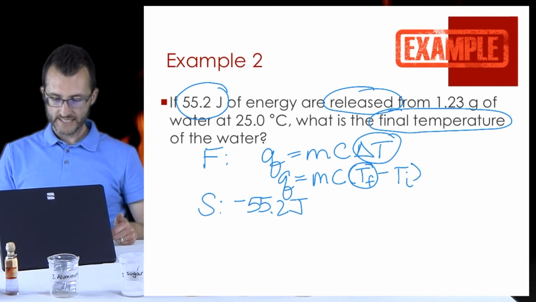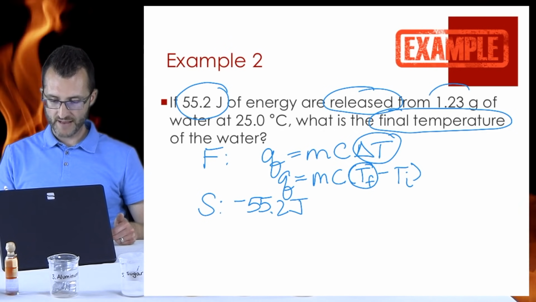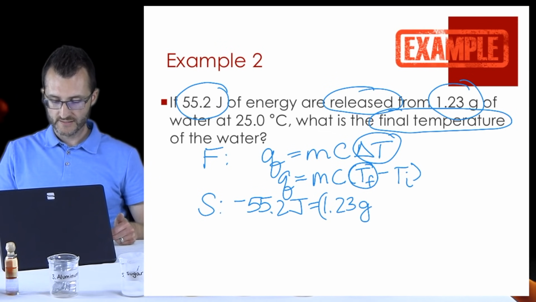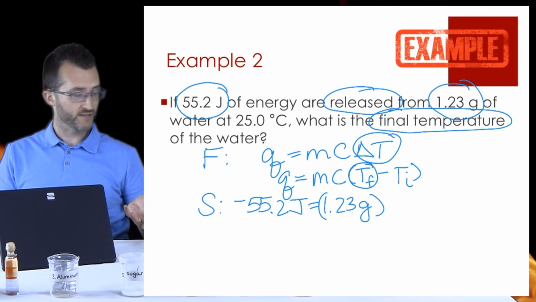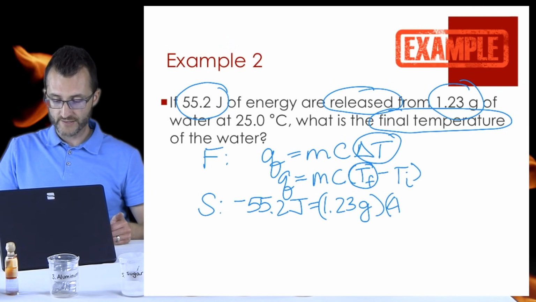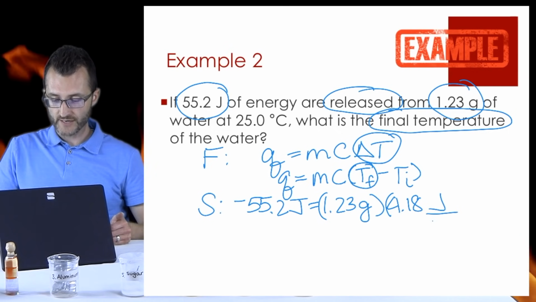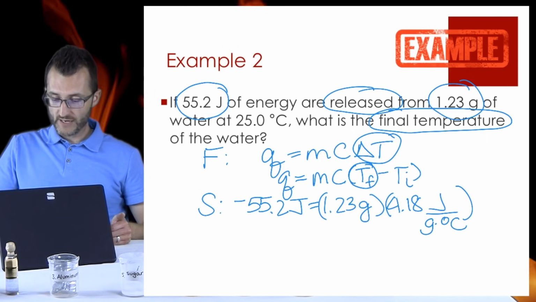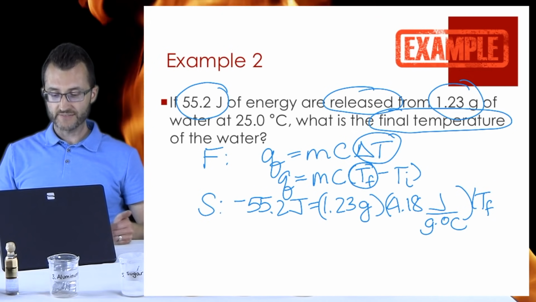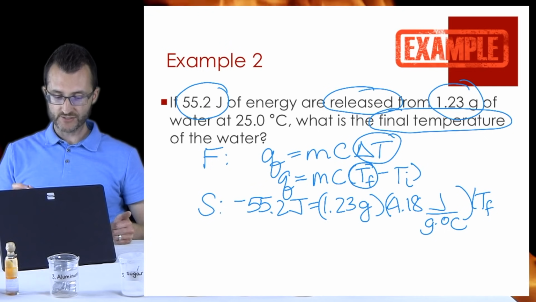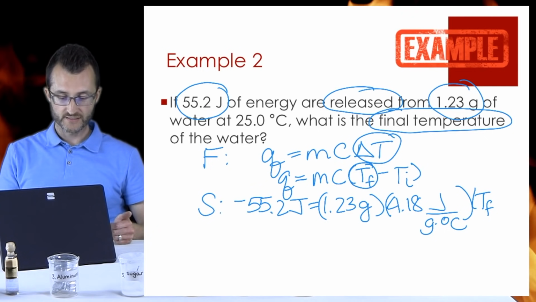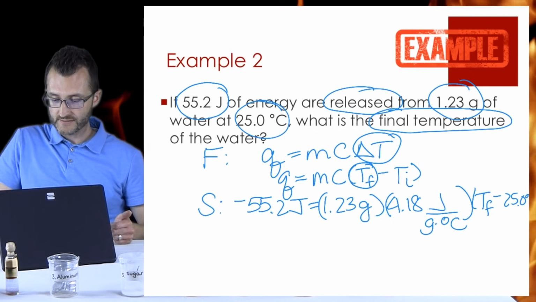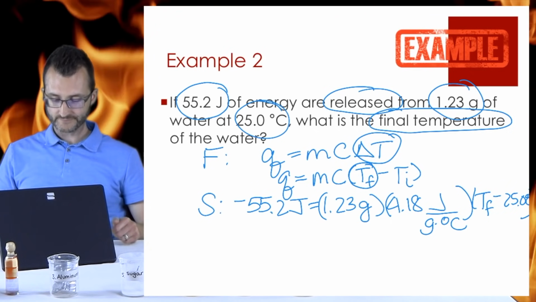Okay. It looks like the rest is okay. I've got my mass of water, which is 1.23 grams. Good. Specific heat of water, again, it's water in this problem too, so I'm going to use the 4.18 joules over grams times degrees Celsius. Good. Tf is what I don't know, so I'm going to leave that as Tf. And then the initial temperature, because it looks like where I started, the water was at 25.0 degrees Celsius. All right, good. So it looks like we got some algebra now.